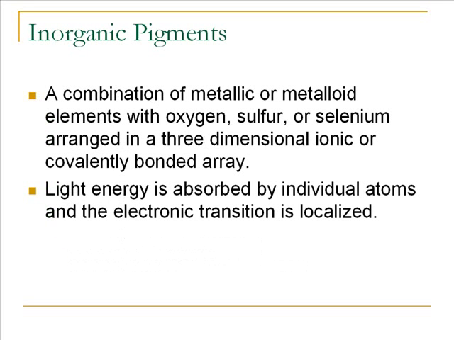Next type of colorant is inorganic pigments, which is a combination of metallic or metalloid elements with oxygen, sulfur, or selenium arranged in a three-dimensional ionic or covalent bonded array. Generally, our inorganic pigments have a metal in them, and unfortunately for their use, some of those metals are toxic.